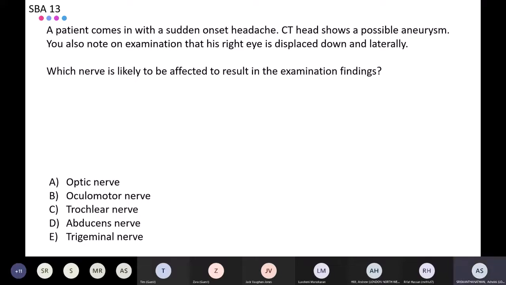So a patient comes in with sudden onset headache. A CT head shows a possible aneurysm. You also note on examination his right eye is displaced down and laterally. Which nerve is likely to be affected to result in the examination findings? I'll give you about 20 seconds.